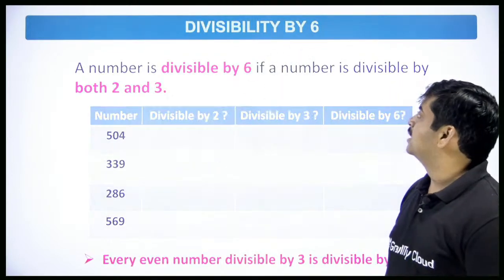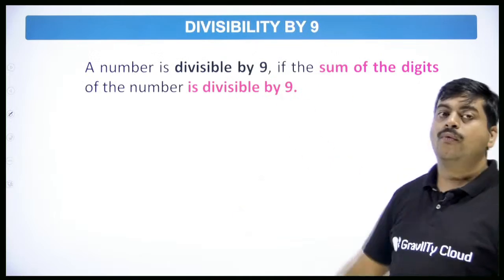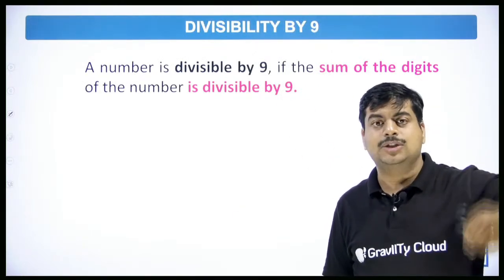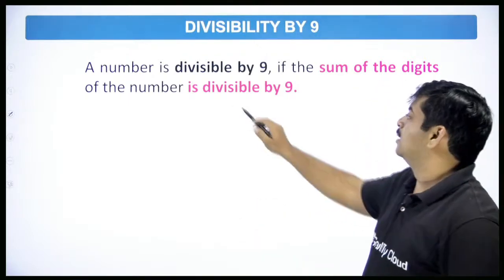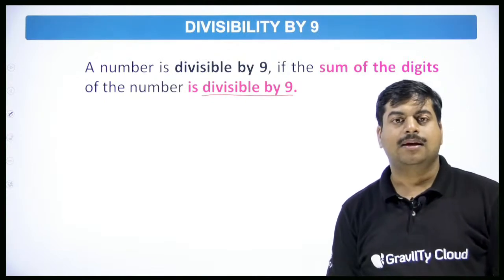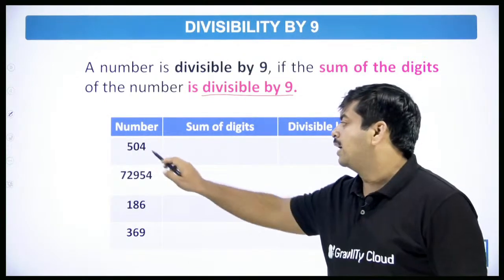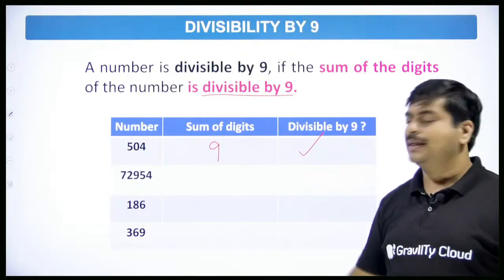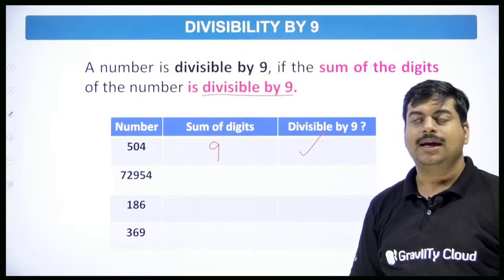And we also discussed about divisibility by 9, where the sum of the digits should be a multiple of 9. Here, the sum of the numbers should be divisible by 9, and this is also not divisible by 9. And 504 again: 5 plus 4 is 9. So yes, here it is divisible by 9. When we're taking it that way, we have completed this table.